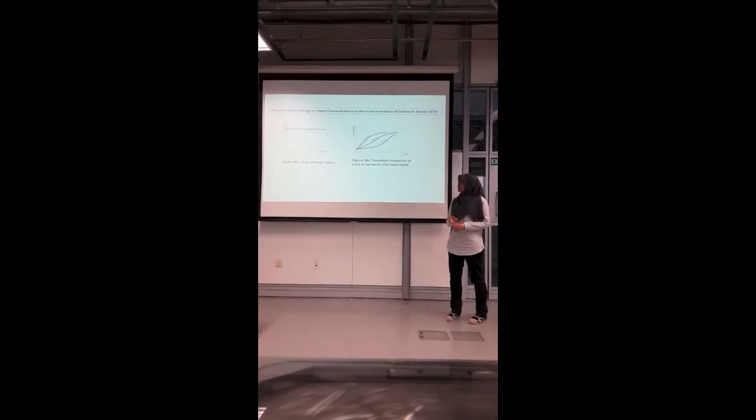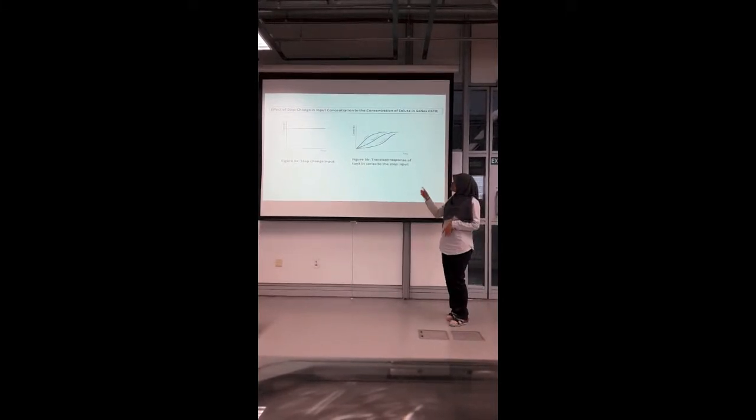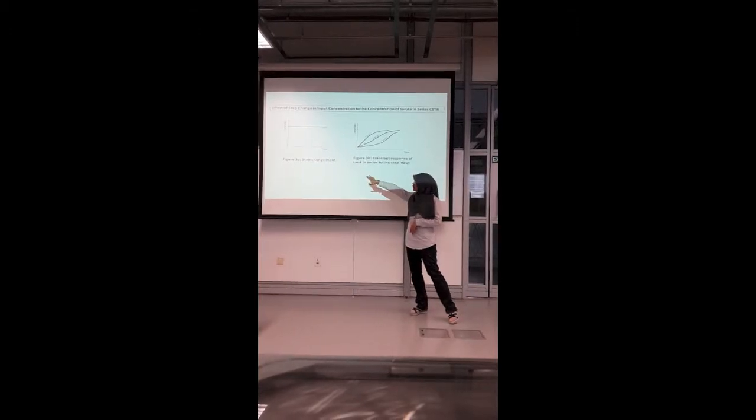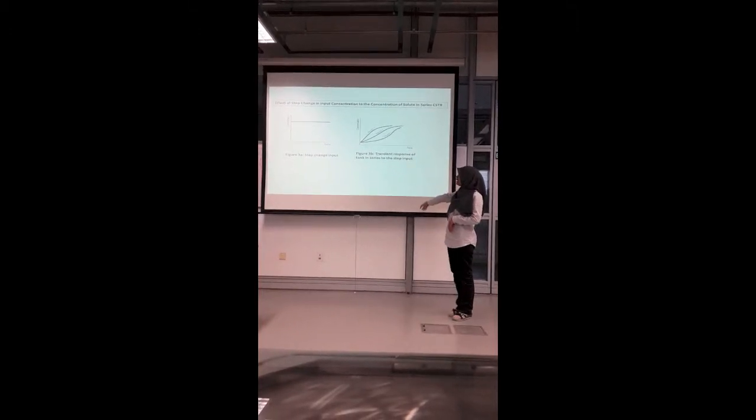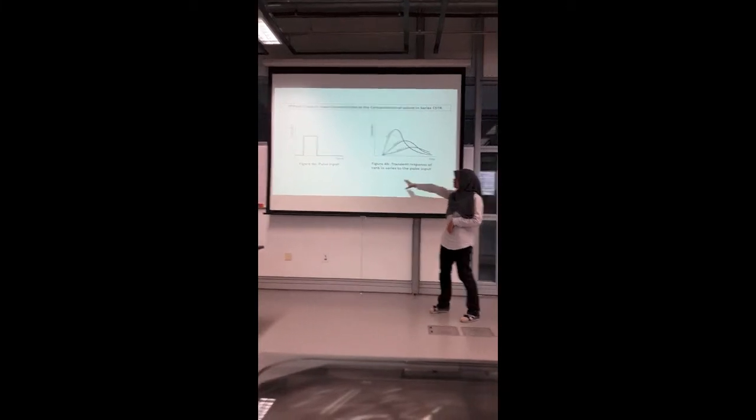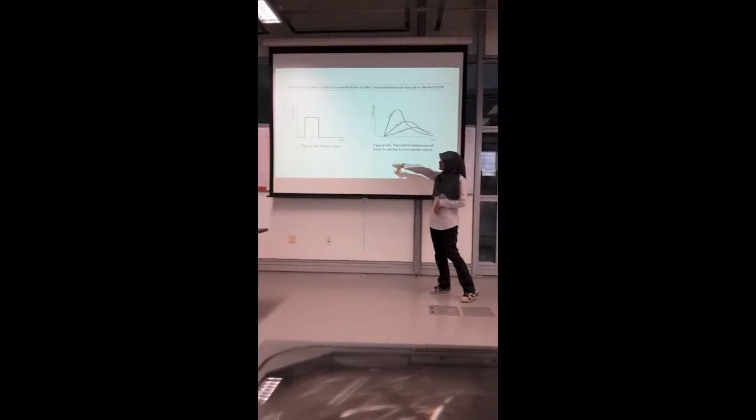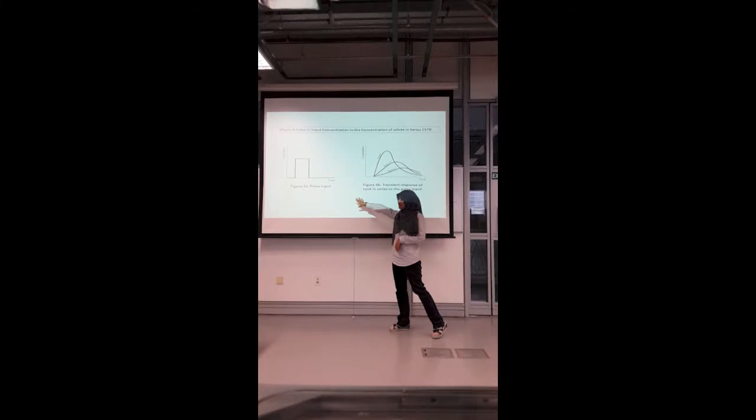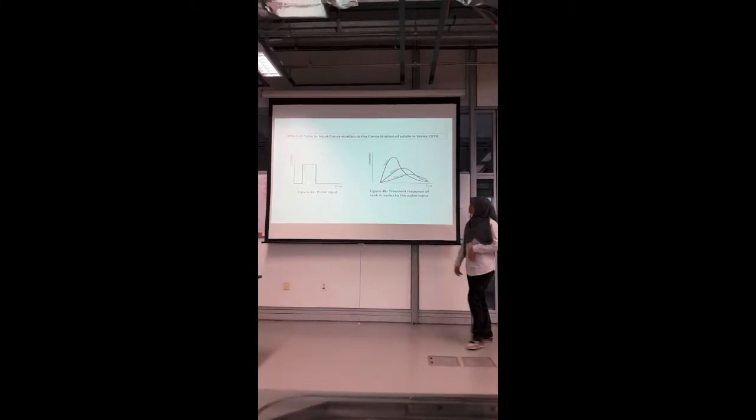There are two parts of the experiment. The first one is effect of step change. This is the graph for step change input. Next, the second one is effect of pulse. This is the graph for pulse input.